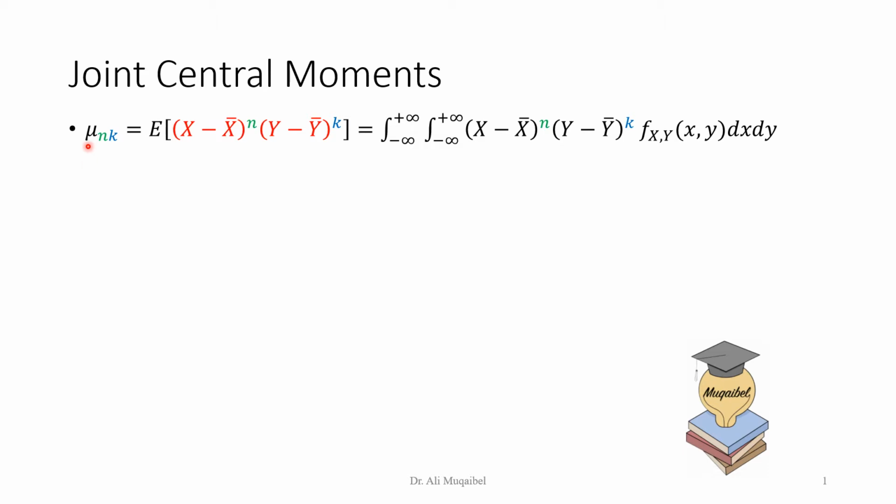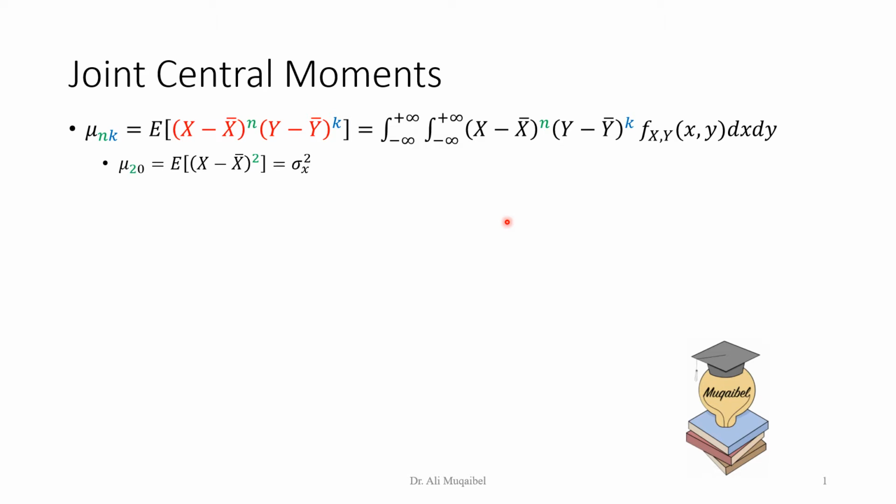So first we have mu to stand for the central moment, and then we have two subscripts. The first one indicates the power of the first variable, and the second one indicates the power of the second variable. So we have the expected value of x minus the average, because it's a central moment, raised to the proper power. And what you see here is the equation for the continuous case, given the joint PDF, when you want to find the joint central moment.